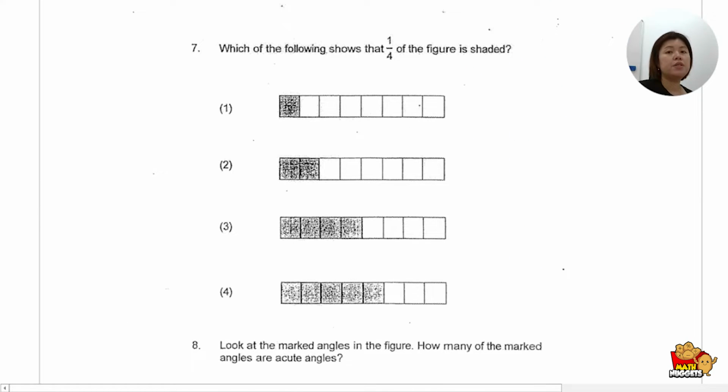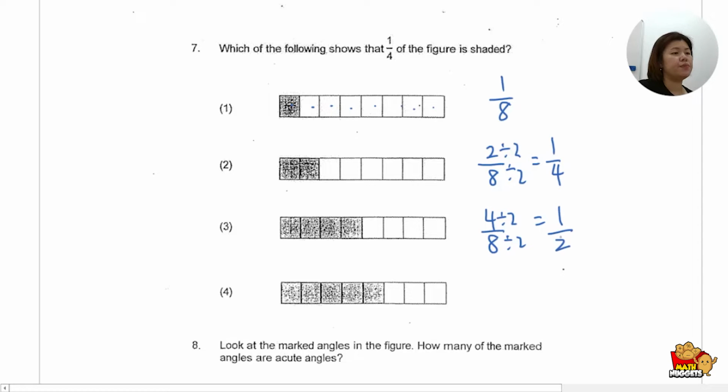Which one shows 1/4 of the figure shaded? So we can find 1, 2, 3, 4, 5, 6, 7, 8. 1/8, 2/8, but I need to divide by 2. 4/8, divide by 2. 5/8. Answer number 2.